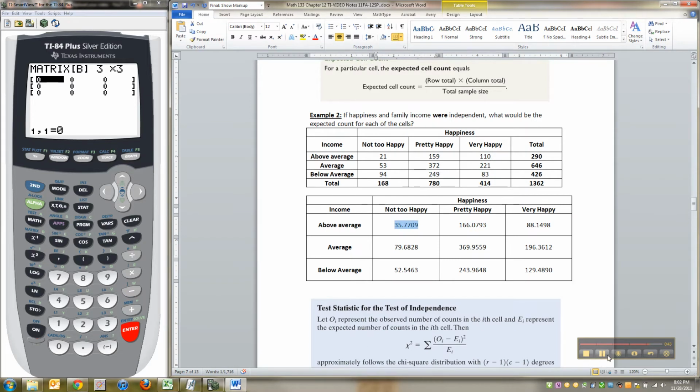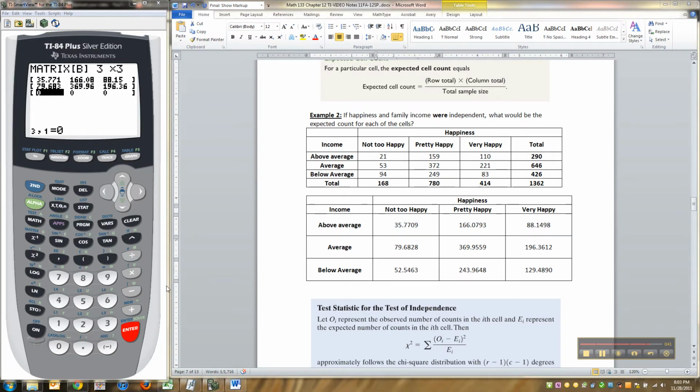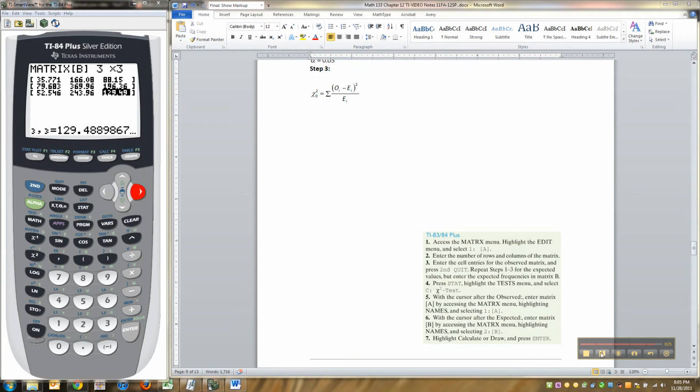All right, hold on one second. Just FYI, you can actually type in the formula for it and keep all the decimal places if you want. 168 times 426 divided by 1362, enter. And you can keep doing that.